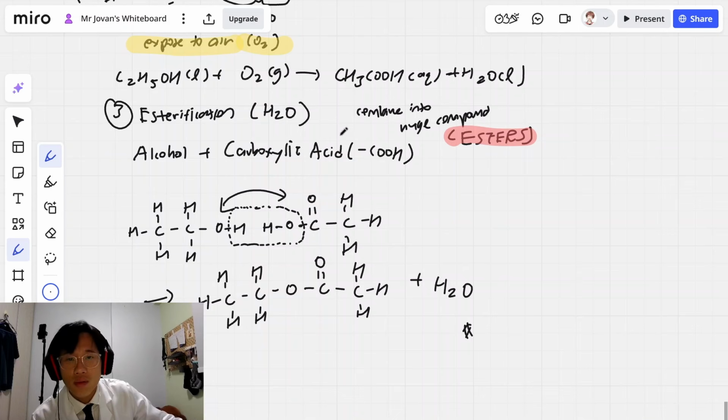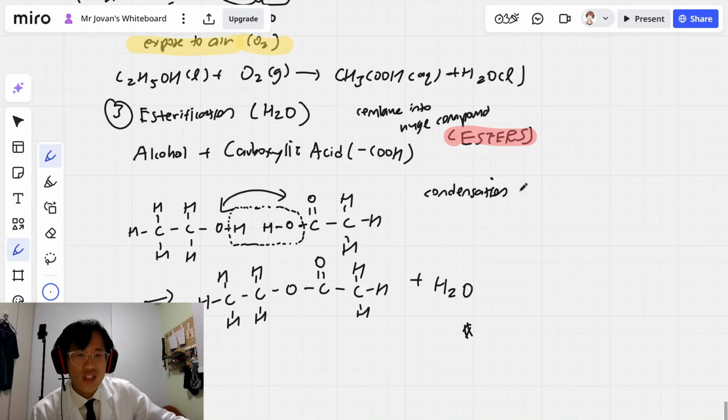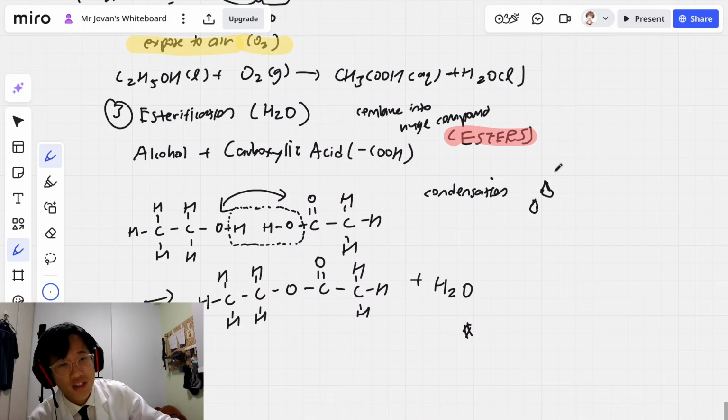Another term for the process of taking out water is called condensation. You can imagine how condensation in physics is when water droplets appear on the window because it's too warm. So you can think of us taking out the water as condensation, like how our mirrors get water condensation. Just take note, this is one of the interesting ones.